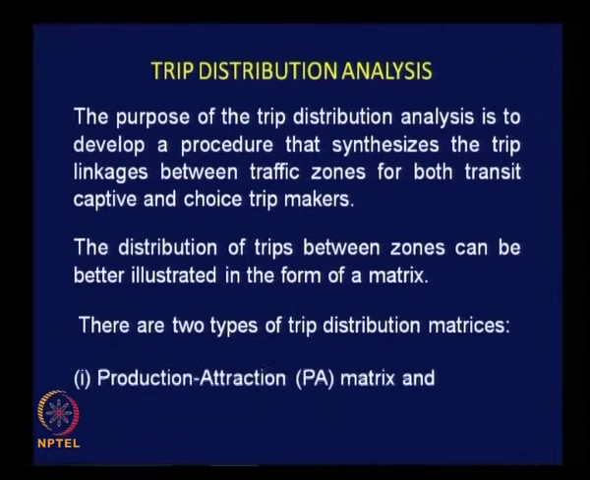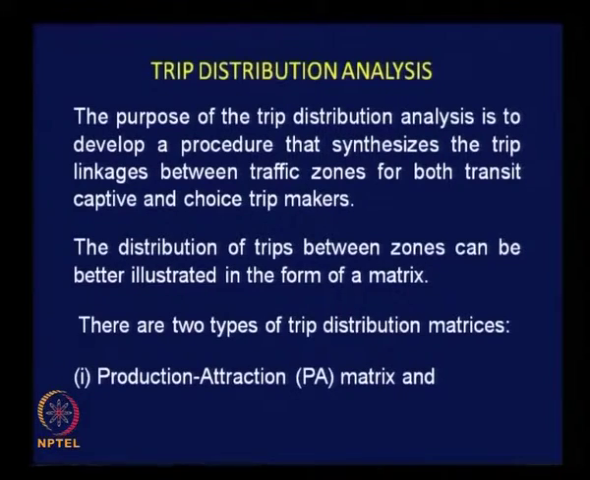The first one is production attraction, PA matrix, because as you may recall, any traffic zone will produce trips or attract trips, or simultaneously there will be productions as well as attractions in a particular traffic zone. So when you develop a matrix, it is going to be production attraction matrix.